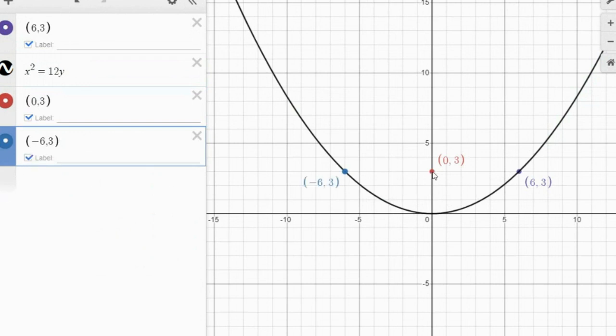So notice the width here at the focus. That would help graph it correctly if you didn't have an automatic graphing thing like this. It goes from negative 6 to positive 6. That width is 12 at the focal point, which we said the p was 3. So 4p, 4 times 3 is 12. So that is the focal width. We can see that's how wide the parabola is when it's directly even with the focal point.